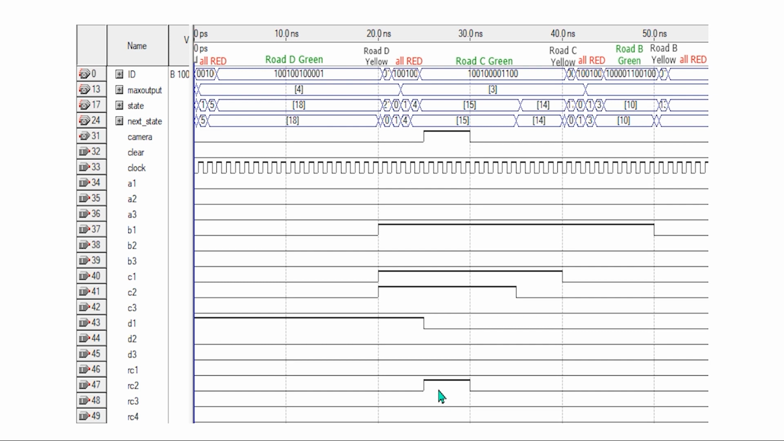So what does that mean? That means that at this particular moment, some vehicle at road B was trying to cross the road, but the road B signal was then red. So there's a traffic rule violation, and for that, the camera module is activated for that particular period, and we are capturing the image of that particular vehicle.